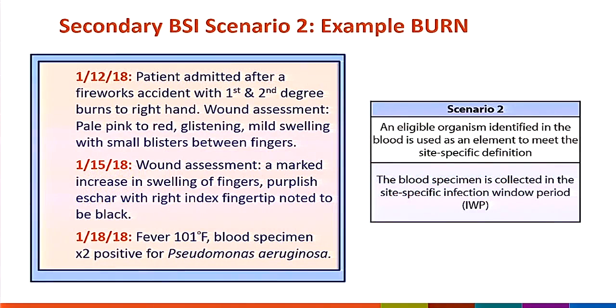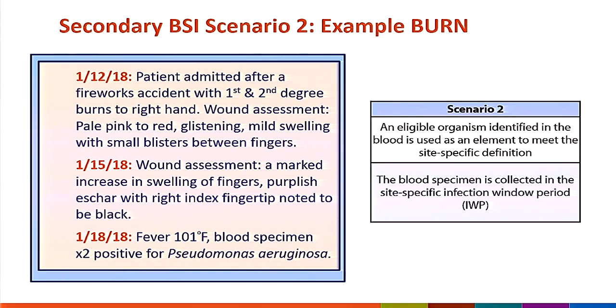So let's look at an example of this. In this case, we have a patient that's admitted again on 1/12. The patient was the victim of a fireworks accident and had first and second degree burns to the right hand. The wound assessment on that day showed that the patient had pale pink to red, glistening, mild swelling with small blisters between the fingers.